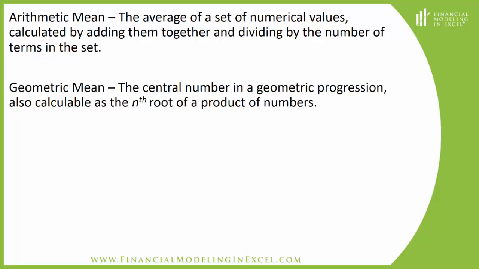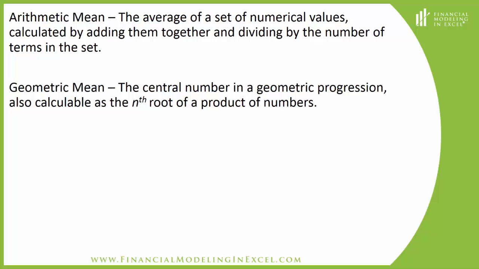rates. Arithmetic mean is the average of a set of numerical values calculated by adding them together and dividing by the number of terms in the set. This is also known as a simple average. Geometric mean, however, is the central number in a geometric progression, also calculable as the nth root of a product of numbers. That might not make a lot of sense, but what it is, we must use a common number that will essentially equal that growth rate if it was compounded over that term.